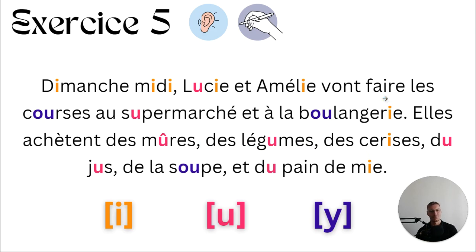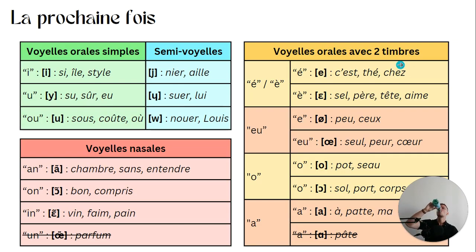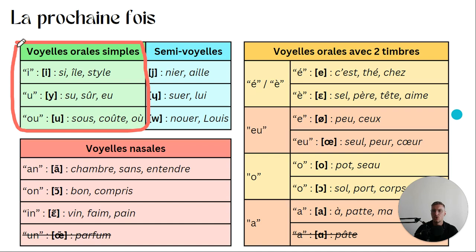Très bien. Let's stop here, okay? So this is what we have seen today. Les voyelles orales simples. I, U, OU. I hope you enjoyed it.